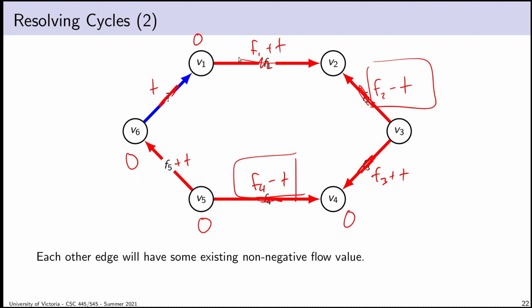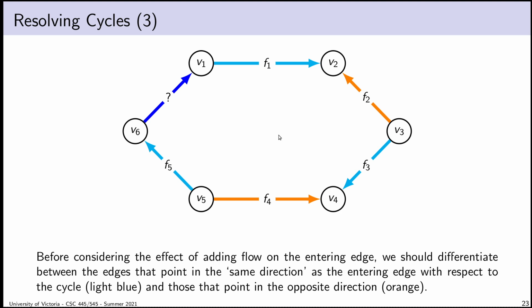I might want to pick t to be large enough that one of these two things goes to 0. And then I choose that as my leaving arc. Once it's 0, I can make it non-basic. So let's now walk through this with the more professional looking diagrams on the slides.